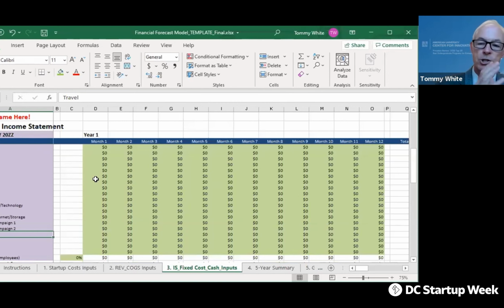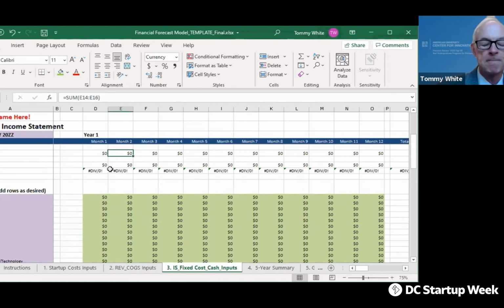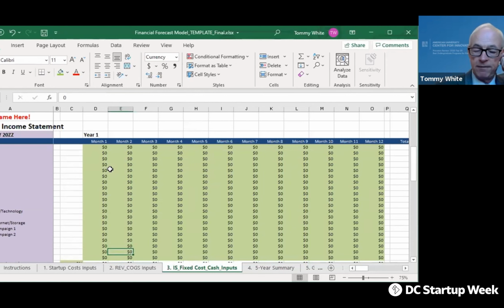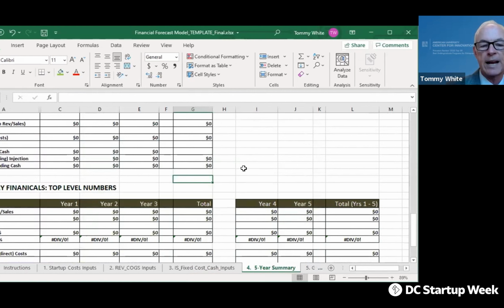That's your inputs, your startup costs, your green boxes, those revenue streams, the cost of goods sold streams, and your fixed cost streams, okay? What else we have is a couple things where the numbers then consolidate for us, and we can use these numbers to help us start to interpret some of the data here. So I'm going to go to the 5-year forecast summary.